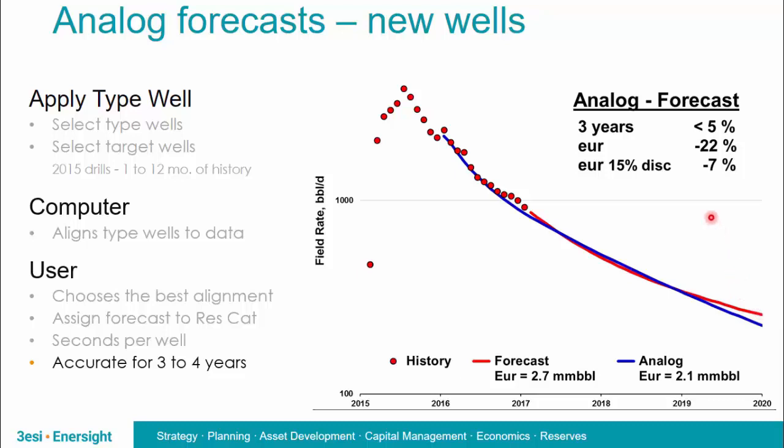If we want an estimate of value, we could discount our production rates and add them up. In this case, I've discounted them at 15%. And from a value perspective, our forecast would be accurate to within 7%. This is pretty amazing considering we forecast with anywhere from 1 to 12 months for these wells.